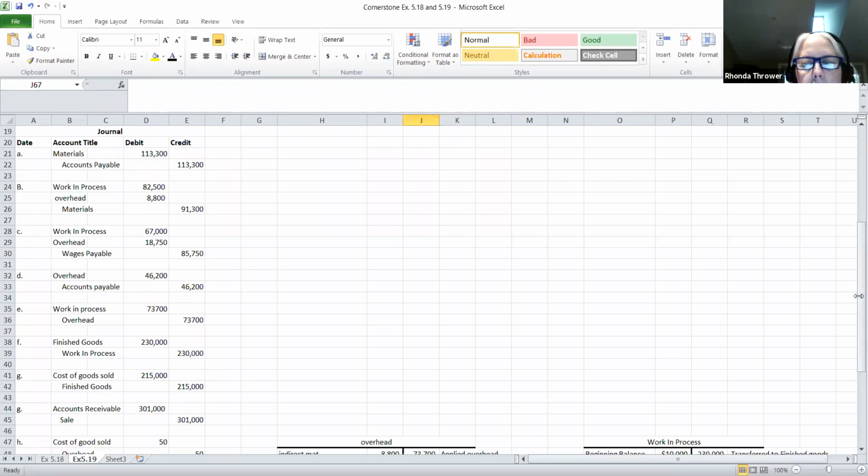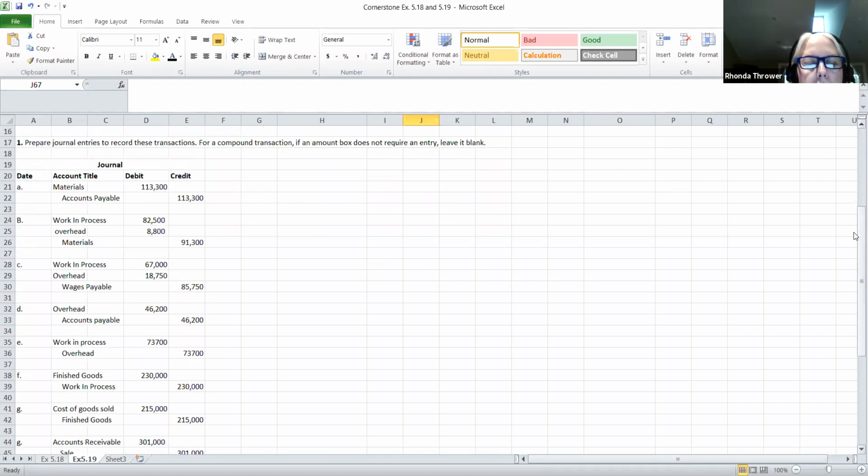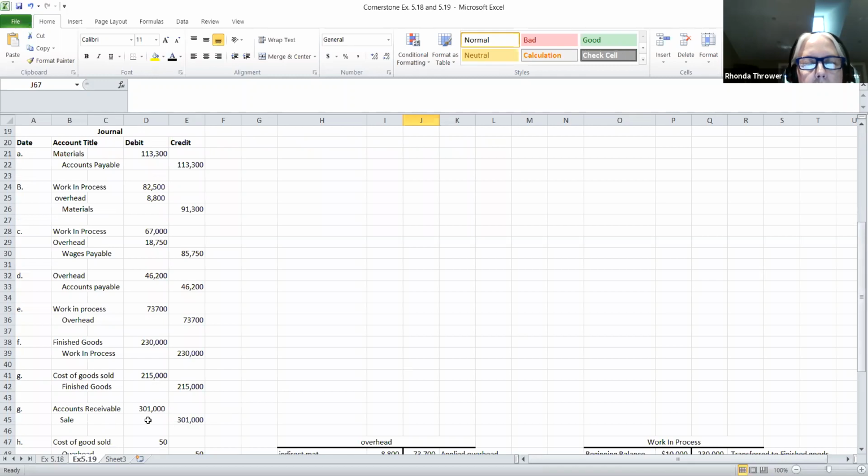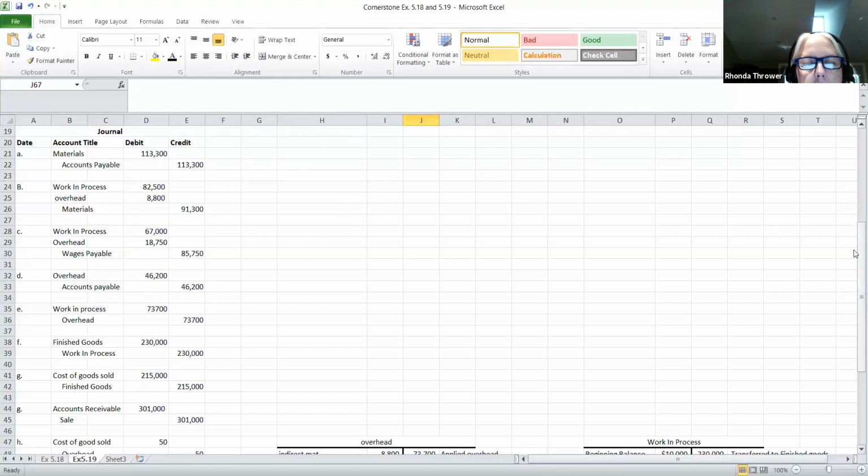Then you take this 215,000 and you multiply it by the markup, which was 140% of cost. So 215,000 times 140% will give you the amount that we would record for the sale. Accounts receivable is debited for 301,000 and my sales is credited for 301,000. This was the cost plus the markup. Cost was 215,000 times 140%. That's how I got the amount of the sale here.